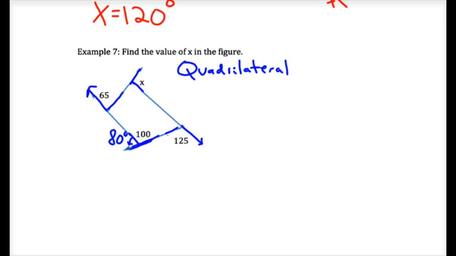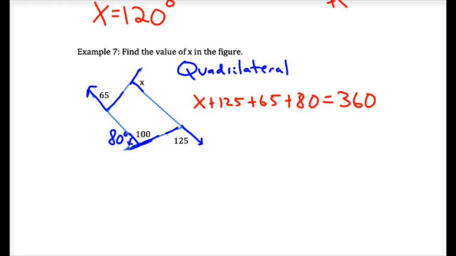Now we can write an equation. Who thinks they can do it? Remember, the sum of the exterior angles equals something. What's the equation? X plus 125 plus 65 plus 80 equals 360. You're the man. Look at that. X plus 125 plus 65 plus 80 equals 360.